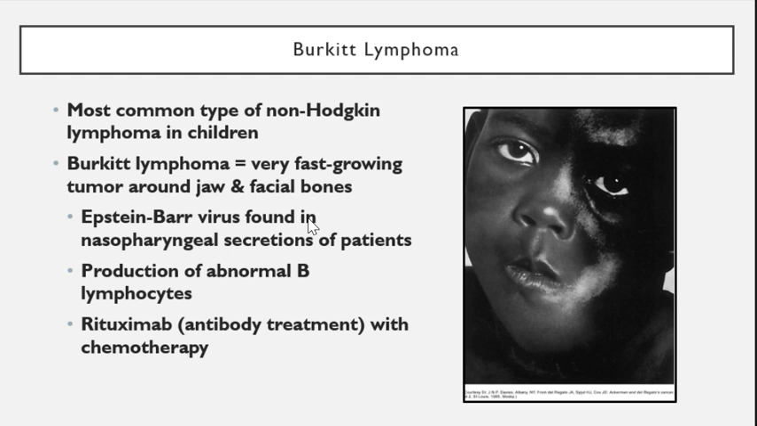So another lymphoma is your Burkitt's lymphoma. It's the most common type of non-Hodgkin's lymphoma, so it's a subcategory there, and it's very fast growing.